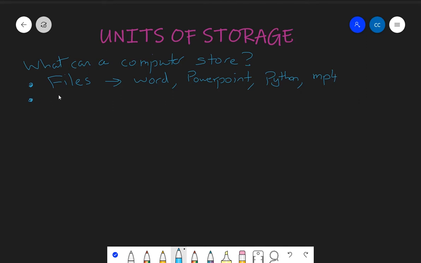Now, your computer might be a desktop computer, but it could also be your smartphone. So you probably have more idea of all the different things that you can store in your smartphone. Photographs. Videos. Text messages.